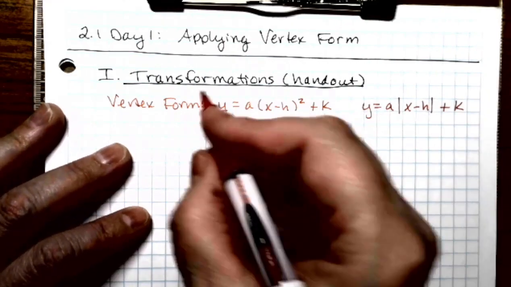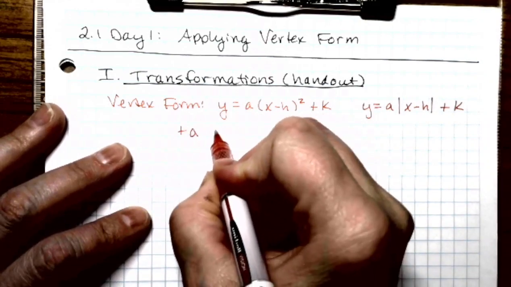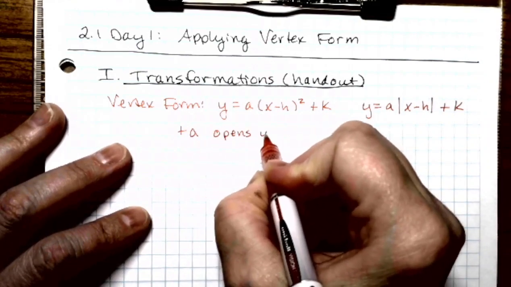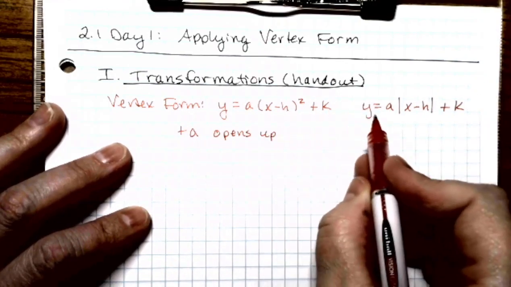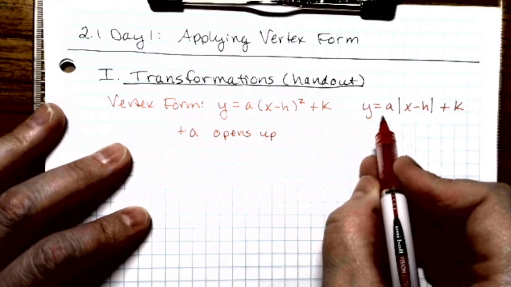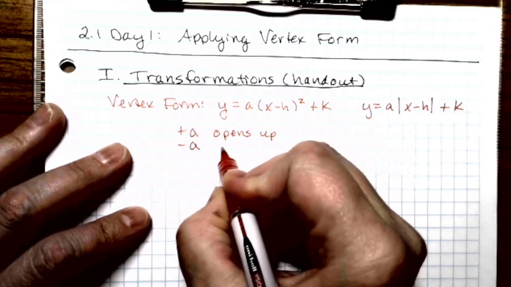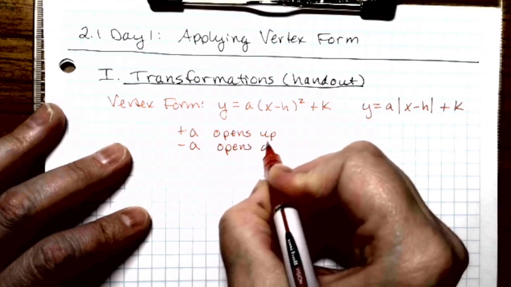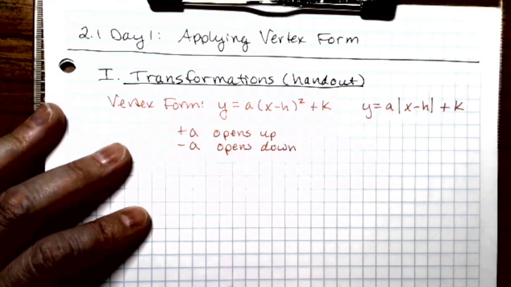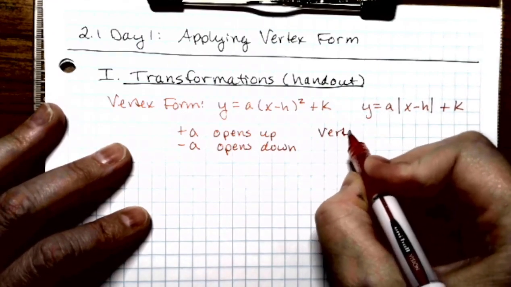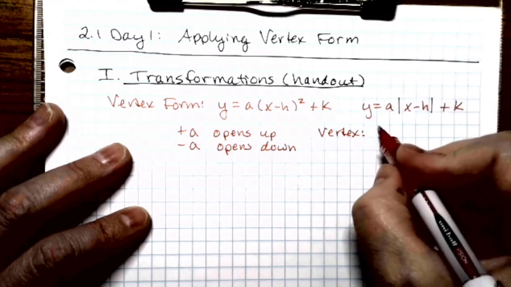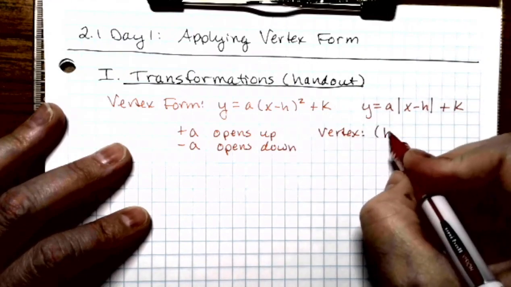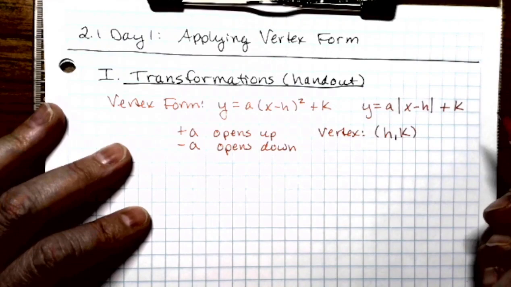In both of these, if the a is positive, it opens up. The parabola will be curvy. The absolute value graph will be a V shape. If a is negative, it opens down. The vertex in this form is wonderful. You can pick it right off the form. It's h comma k. For both of these, it's h comma k.